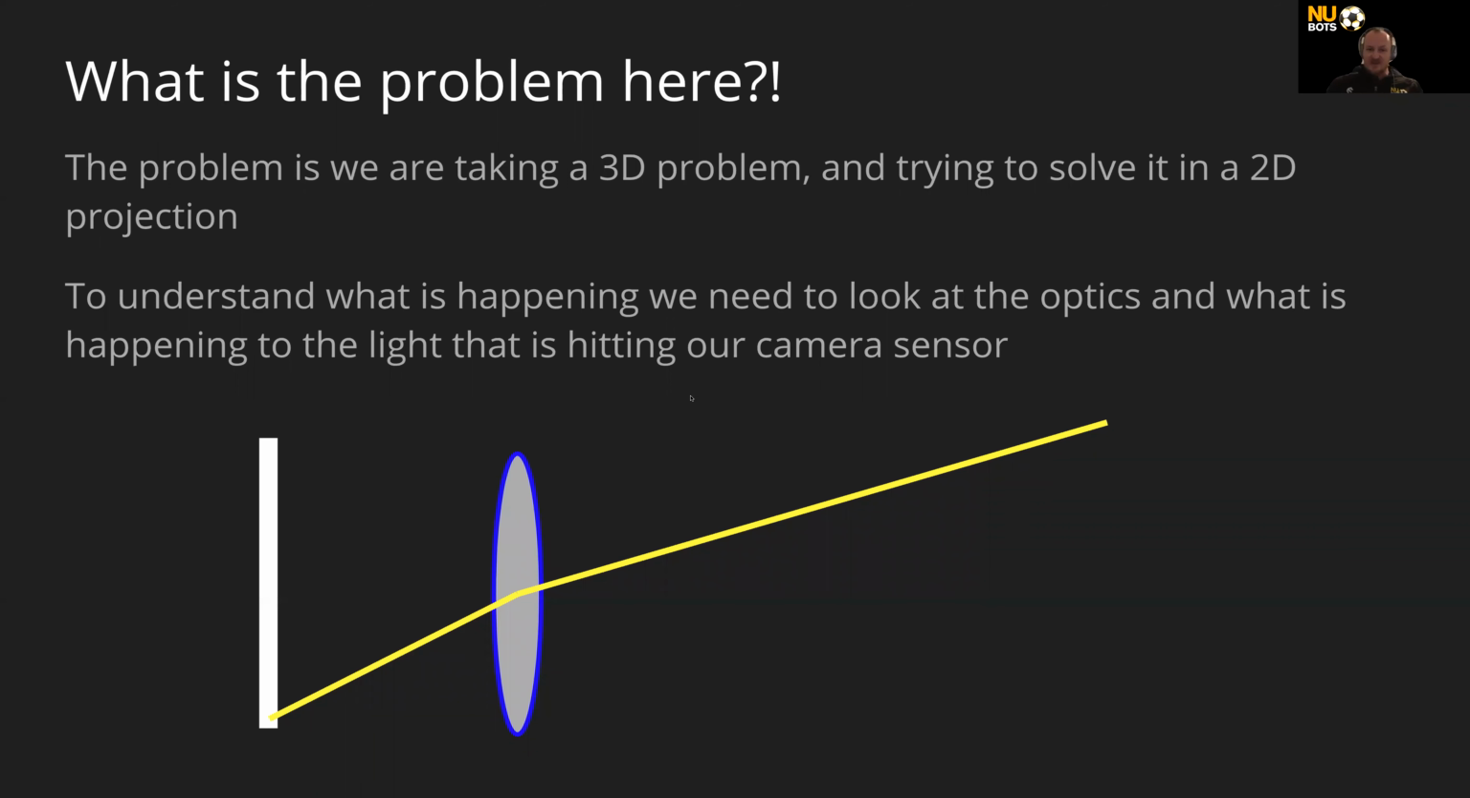So the problem that we are all experiencing is that we're taking a 3D problem and we're trying to solve it within a 2D projection. So to have an understanding of what's actually happening, we need to look at the optics. We need to look at what's happening to the light coming in and hitting our camera sensor, because that'll give us an idea about how stuff in the real world is appearing on our screen.